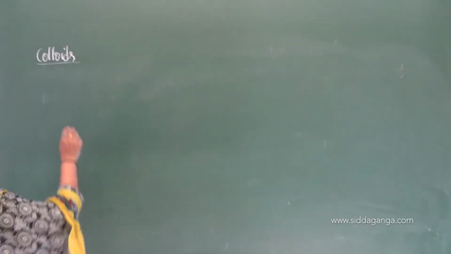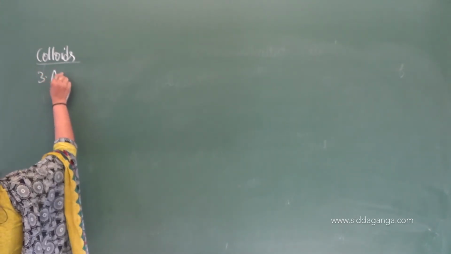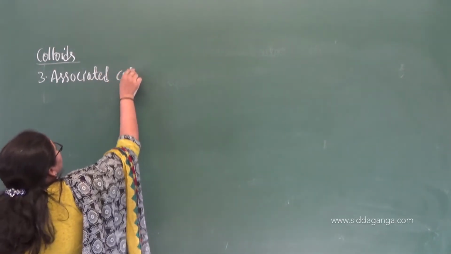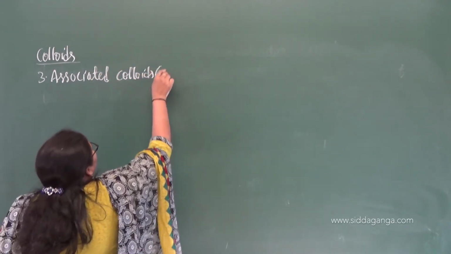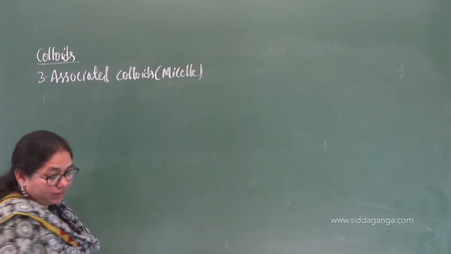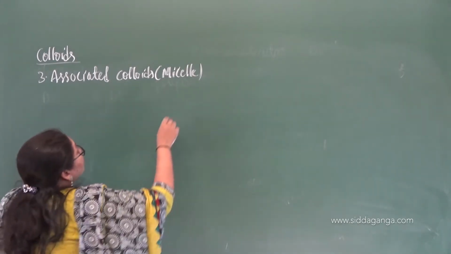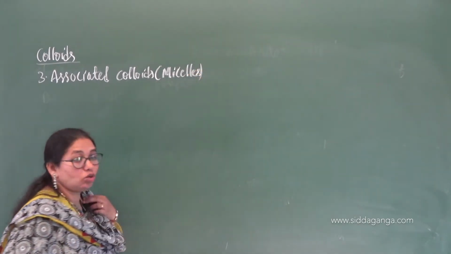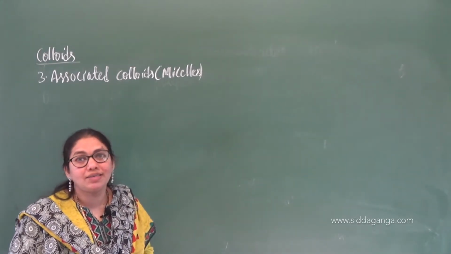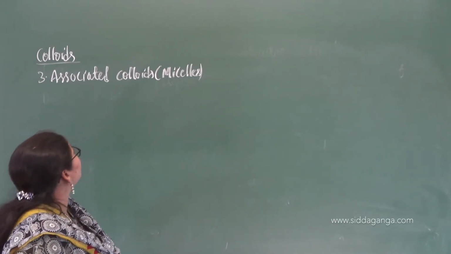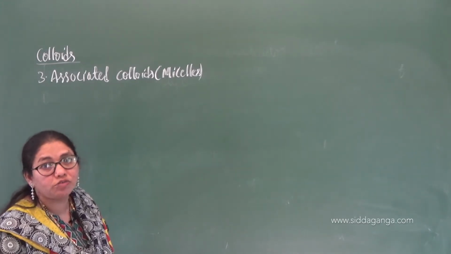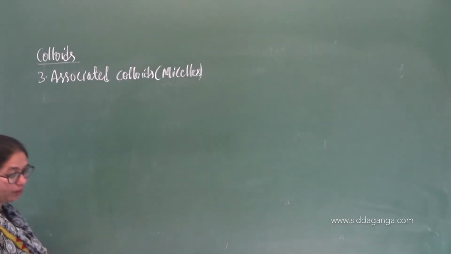The third and last one is associated colloids, which we can also call micelles. You can write it like this also: micelles. Another name for this. A very beautiful concept this is, and a very interesting concept. What are these micelles? Out of these three, this is very, very important. First let me write the definition for this one, then I will explain.